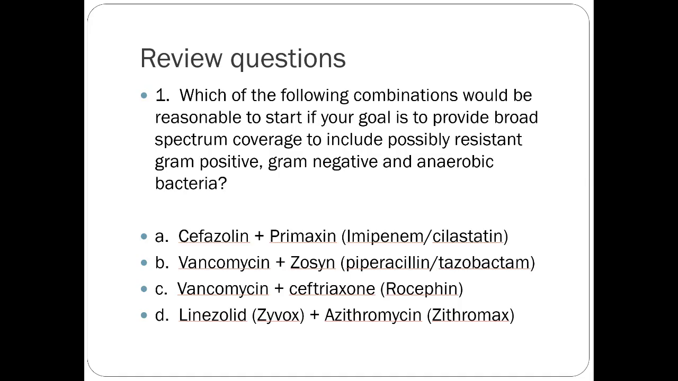All right, I've got a couple of review questions quick. So this might be an example of a more basic test question. By basic, I mean it's not case-based. So it's really focusing on a specific attribute of either a drug or, in this case, a combination of drugs, potentially. So what we're looking at here: following combinations would be reasonable to start if your goal is to provide broad-spectrum coverage to include possibly resistant gram-positive, gram-negative, and anaerobic bacteria.